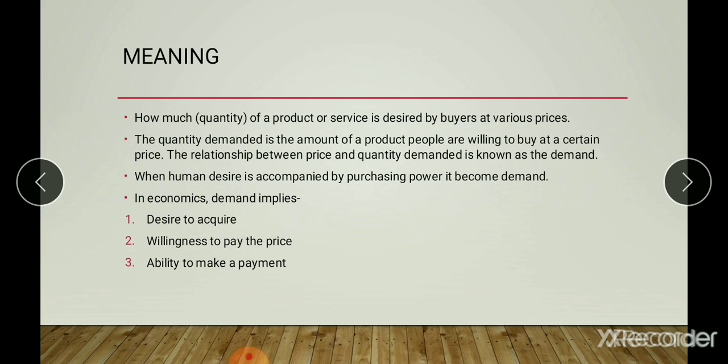Okay, so what is demand? The relationship between price and the quantity demanded by the consumer is known as demand. When human desire is accompanied by purchasing power, it becomes demand. So in economics, demand implies the desire to acquire and the willingness to pay the price. He should be willing to pay the price for the goods and services, and have the ability to make a payment to the producer. So, demand implies desire to acquire, willingness to pay the price, and ability to make a payment to the producer.